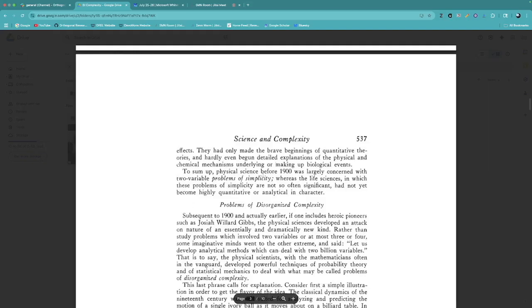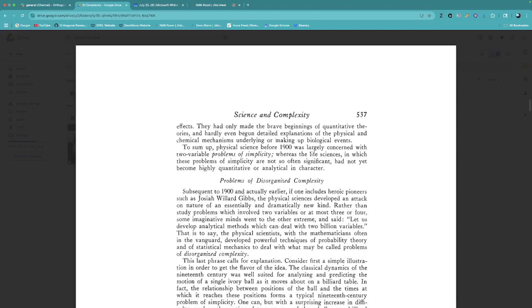So, to sum up, physical science before 1900 was largely concerned with two variable problems of simplicity, whereas life sciences, in which these problems of simplicity are often not so significant, have not yet become highly quantitative or analytical in character. Again, this has changed over the last 70 years or so since this paper was published. But this is the view that I think a lot of people have had up until very recently.